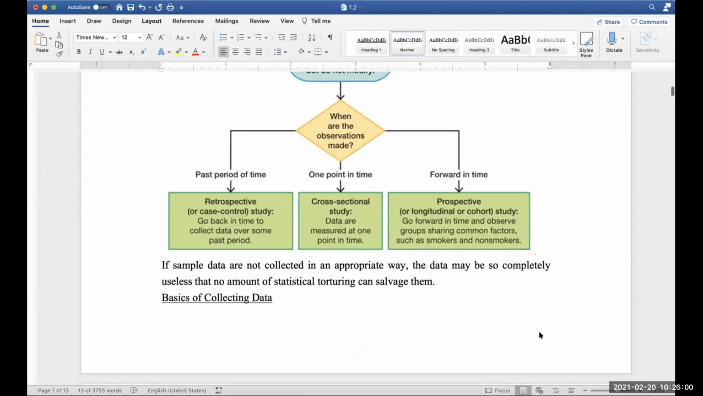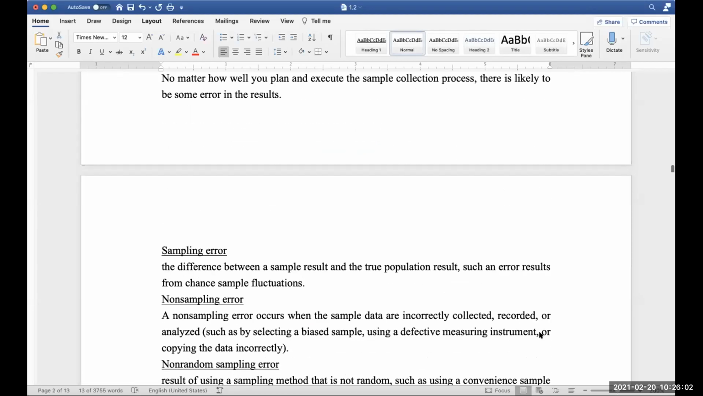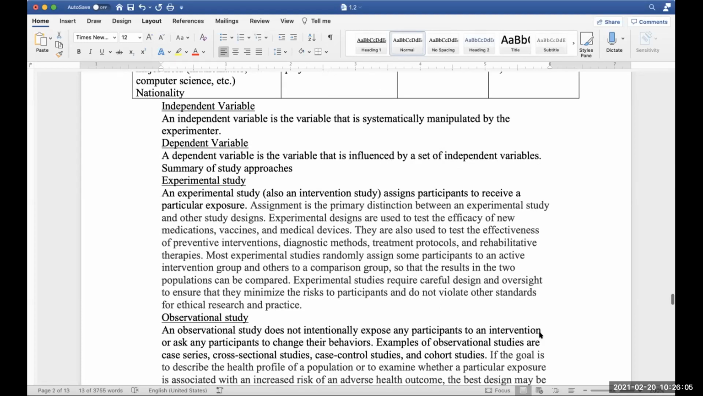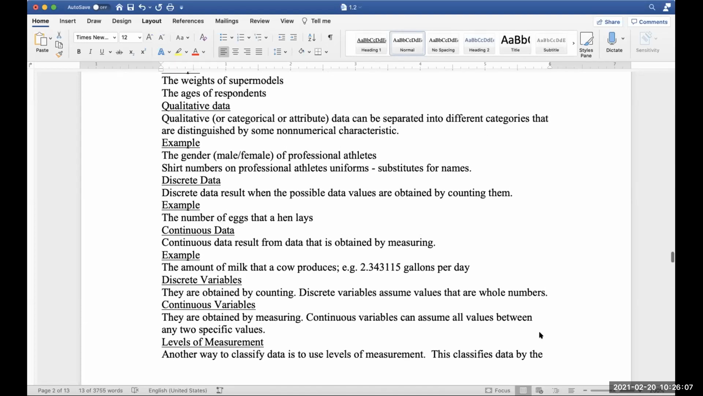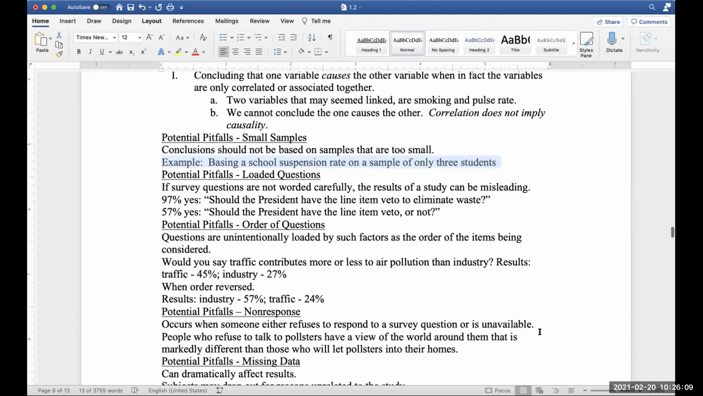Okay. Let's see, where was I? I highlighted it, so, oh, there it is back there.